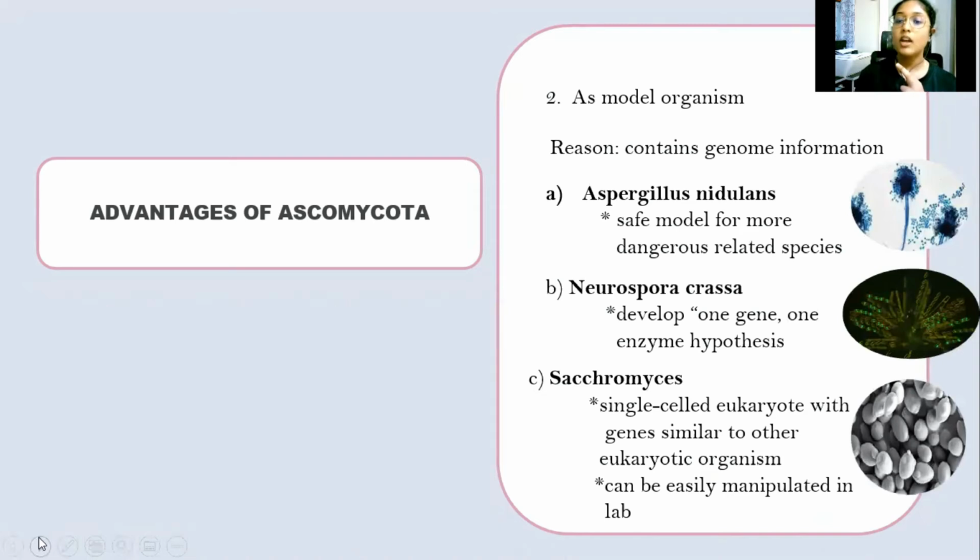Next, Ascomycota is used as a model organism. Why? It contains genome information. For example, Aspergillus nidulans is a safe model for more dangerous related species. Next, we have Neurospora crassa, which was used to develop the one gene, one enzyme hypothesis. Lastly, we have Saccharomyces, which is a single-celled eukaryote with genes similar to other eukaryotic organisms, and it can be easily manipulated in the lab. That's all from me explaining to you about Ascomycota.